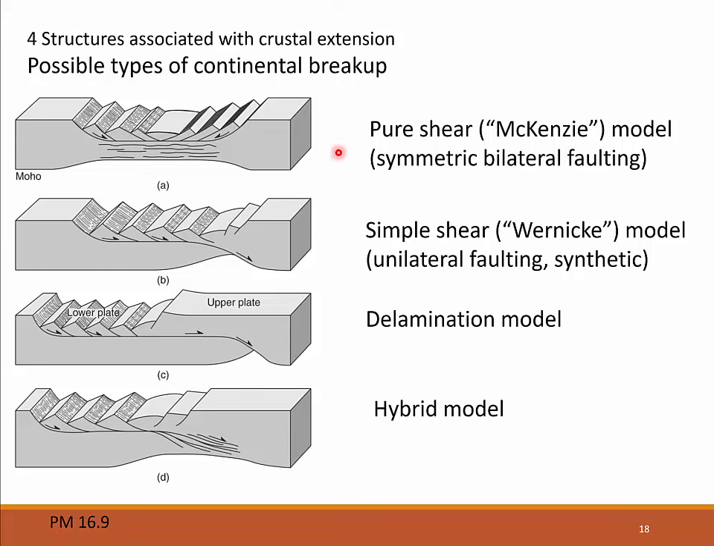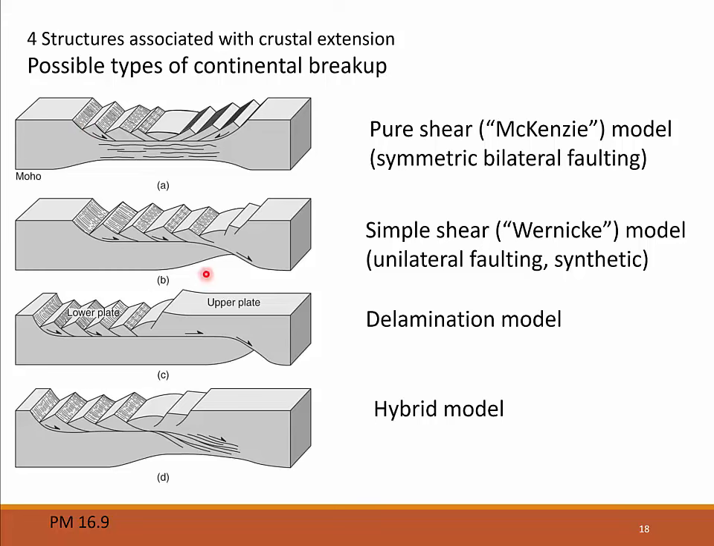Here on top we see the pure shear model, the McKenzie model, which is characterized by a large area of asthenospheric upwelling and crustal thinning, where we find bilateral, often listric graben structures with conjugated normal faults on either side of the rift, and typically a very wide rift system.